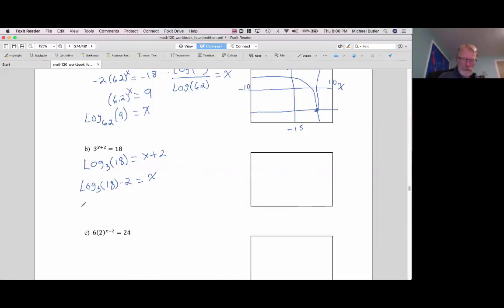Okay, so from here, at this point, I'm going to use change of base on it, right? So if I use change of base on here, this is going to be the logarithm of 18 divided by the logarithm of 3, minus 2 is equal to x, okay? So let's go get our decimal approximation here.